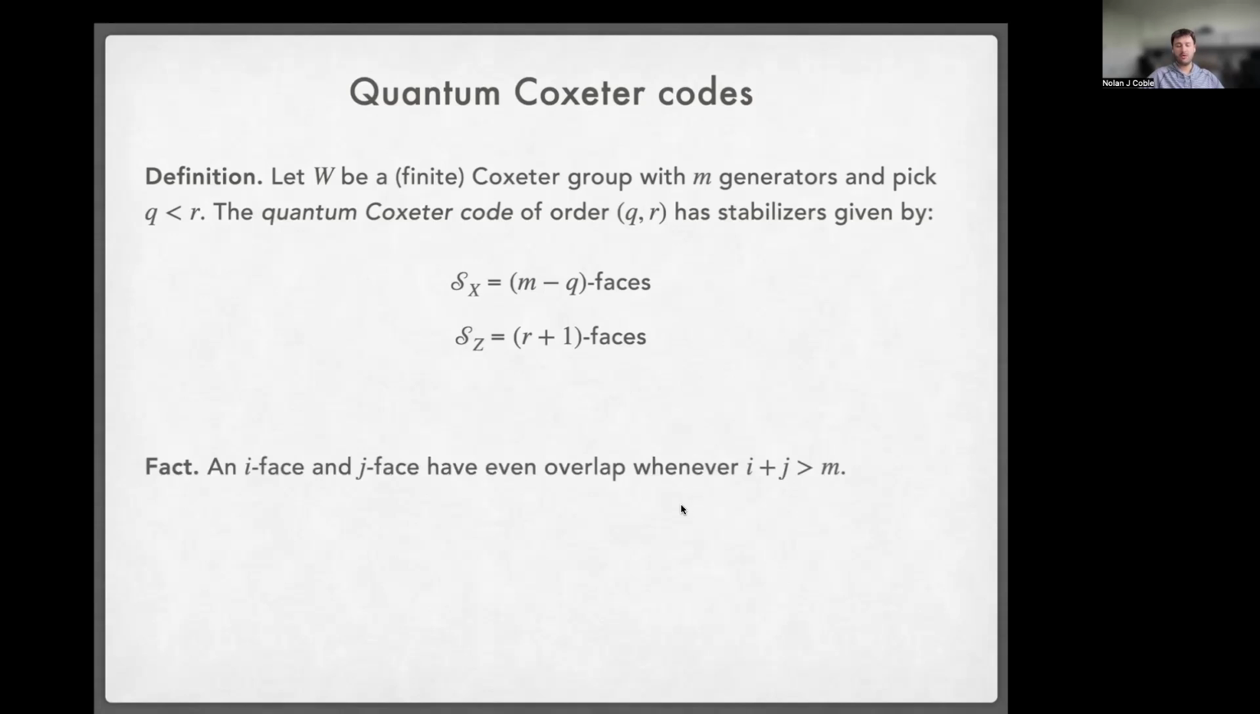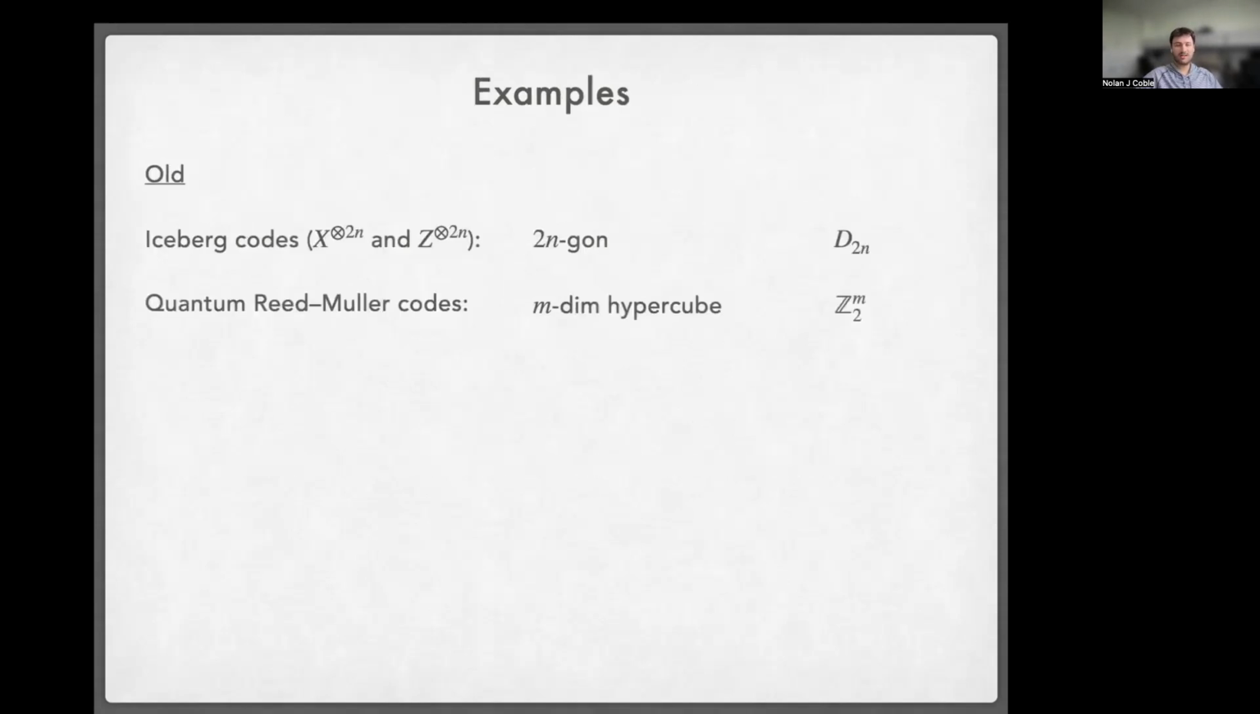Why did I make these choices? It's a pretty easy to show lemma that if I take any I-dimensional face and any J-dimensional face of one of these Coxeter polytopes, then whenever I plus J is bigger than M, I necessarily have even overlap. That's why I chose these numbers. The sum of M minus Q and R plus 1 is always at least M plus 1, given that Q is less than R. And so the X and Z operators necessarily have even overlap, which means we get out a quantum code.